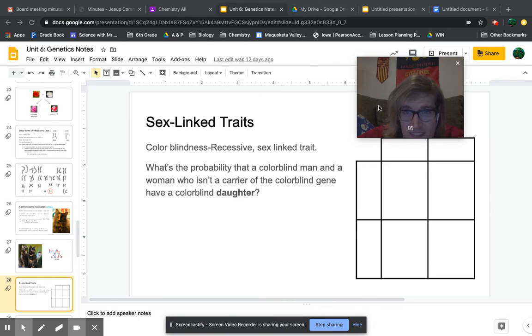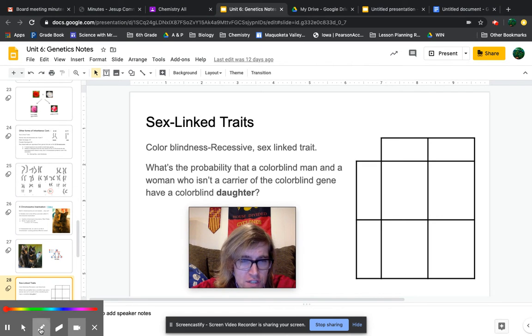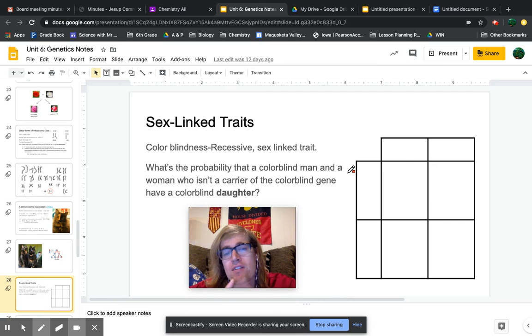Colorblindness, again, is a recessive sex-linked trait. What's the probability that a colorblind man and a woman who isn't a carrier of the colorblind gene have a colorblind daughter? All right, so when we're doing these problems, we are again going to use the superscripts. So when we're doing the genotypes, first we have to figure out whether they have an X and an X or an X and a Y. All right, so we got to remember males are XY.